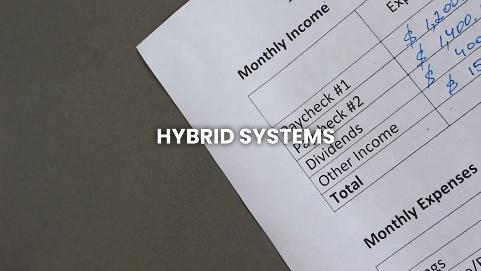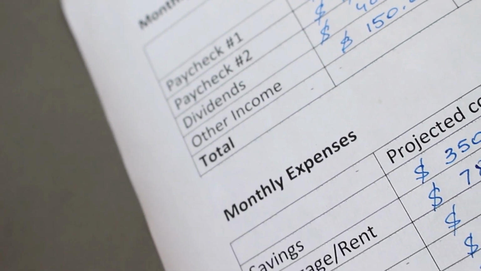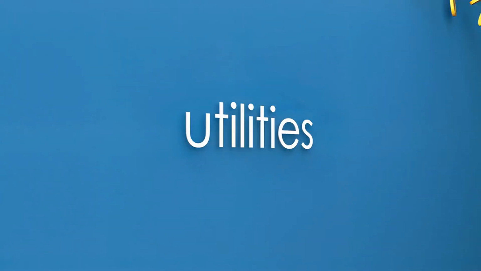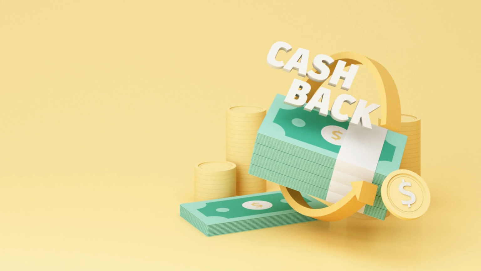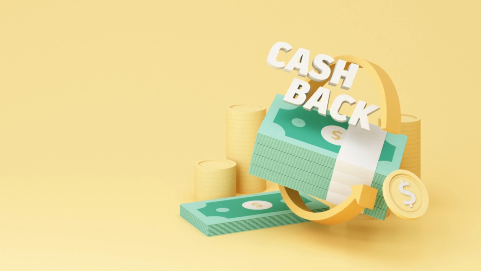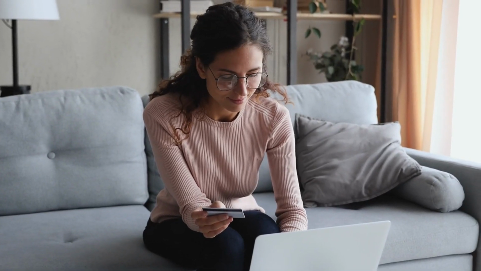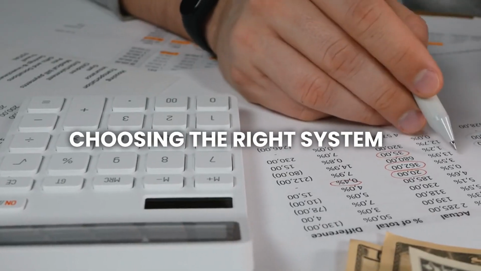For hybrid systems, a hybrid approach involves using cash for certain categories where you tend to overspend, like dining out or entertainment, and digital methods for fixed expenses such as rent and utilities. This combination allows you to enjoy the tangible benefits of the cash envelope system while leveraging the convenience and tracking capabilities of digital tools.